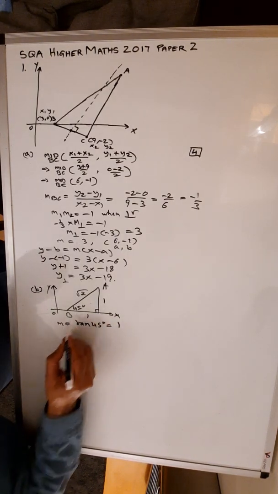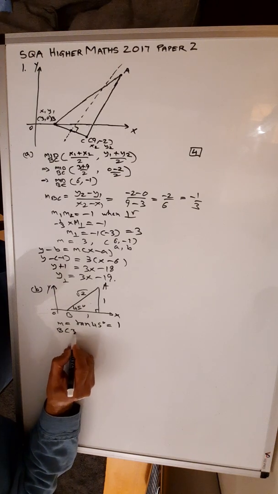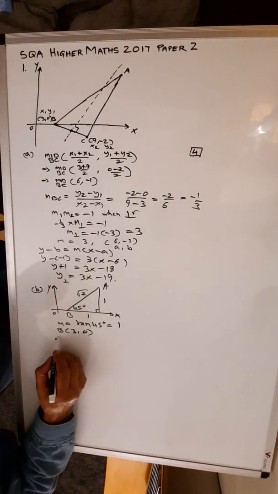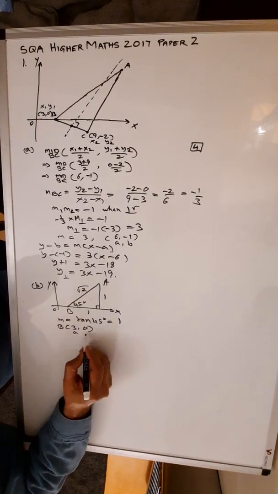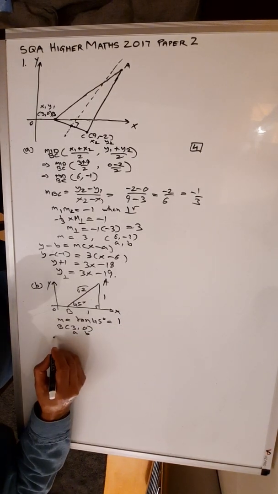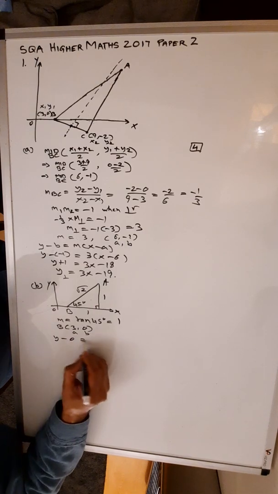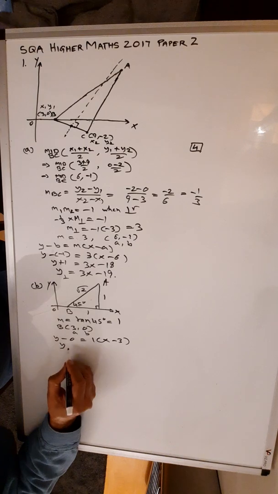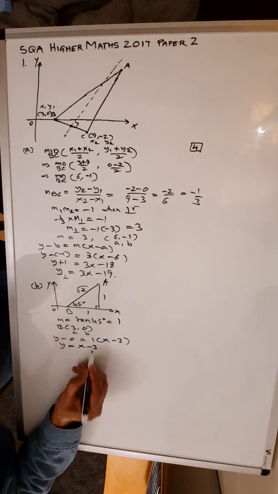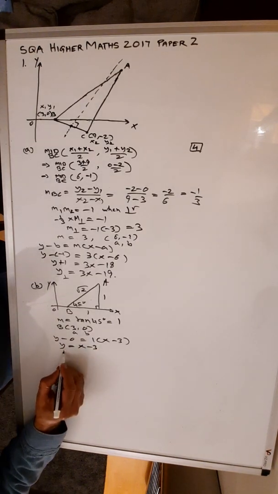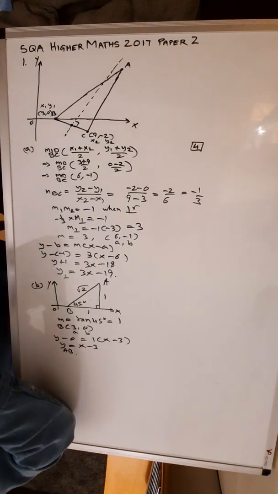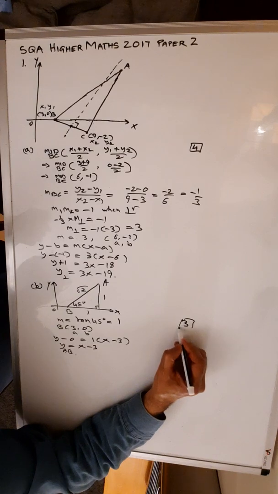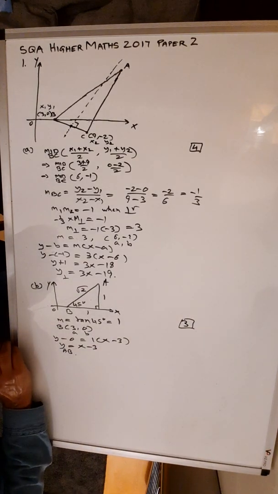And you've got the point B, which is (3, 0). So again, you're using the line equation y minus b equals m times (x minus a). This is your a, this is your b, and your gradient is 1. So y minus 0 is equal to 1 times (x minus 3). So y is x minus 3. So that's the equation of AB. And this is for 3 marks. So you may be talking about 4 or 5 minutes for that question.